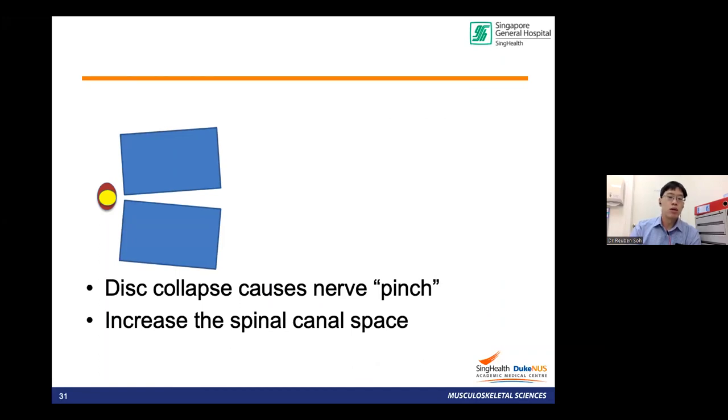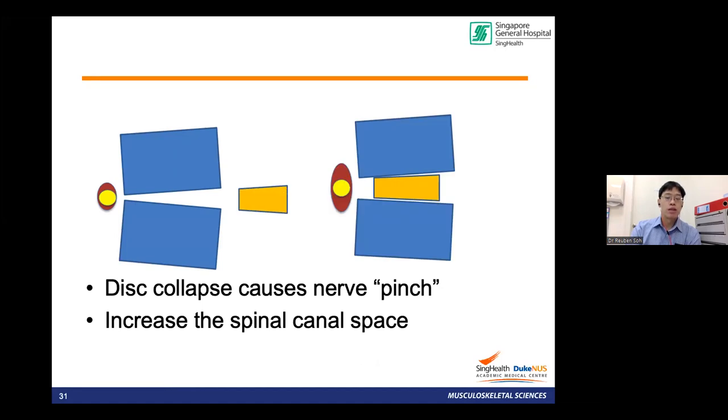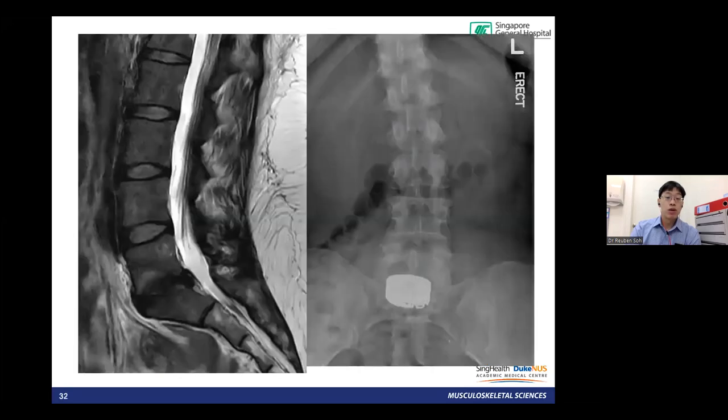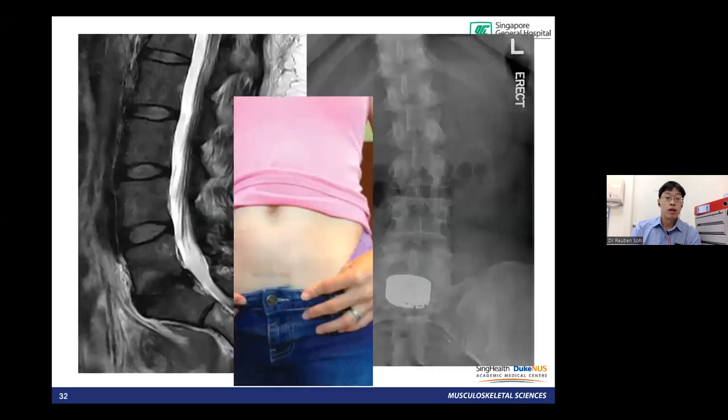Now, how does this work? The disc collapse, which is already a worn out disc, causes nerve pinching. And you can see that the nerve space is very narrow within the magenta and the yellow color. When we insert a lumbar disc, it props up the space and achieves nerve decompression. However, this propping up remains mobile. And so this will allow them to be able to go back to their mobility.